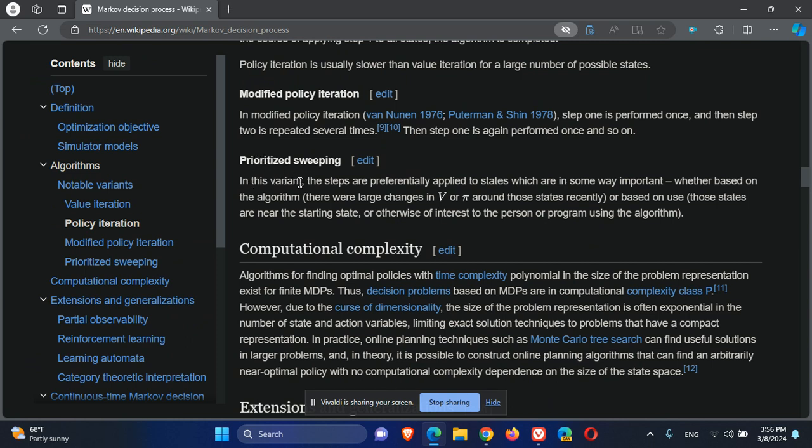Prioritized sweeping. In this variant, the steps are preferably applied to states which are in some way important, whether based on the algorithm, such as there were large changes in V or pi around those states recently, or based on use, such as those states being near the starting states or otherwise of interest to the person or program using the algorithm.